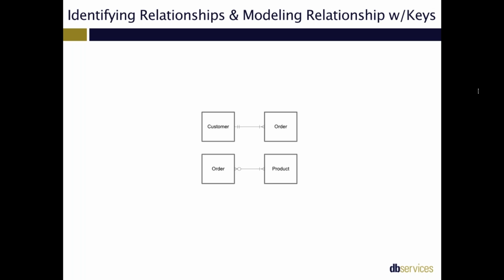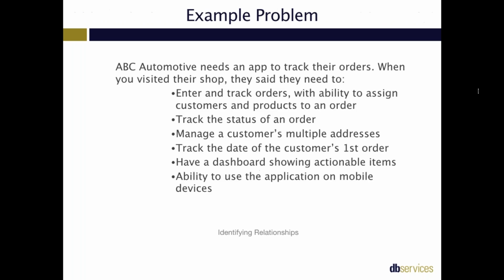In this case, the order to customer is, this little dash means one customer can have many orders. That's what the little crow's foot is, it's many. And then this order to products is actually a many-to-many relationship, and we'll go over those a little bit. There's more relationships than just those two, but those are the main two, a one-to-many and a many-to-many.